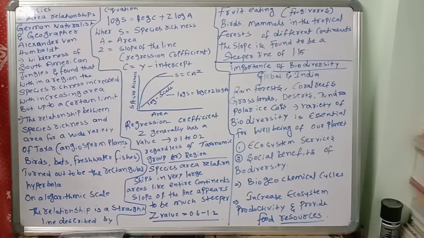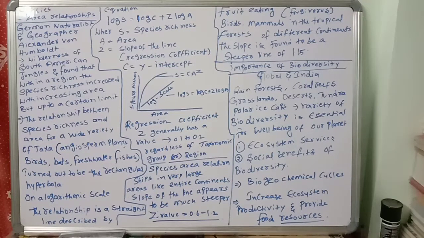1.15. So Z tells how many species there are, the richness; that line will tell. So Z means nothing but what? Regression coefficient. Like that, the species-area relationship is there.